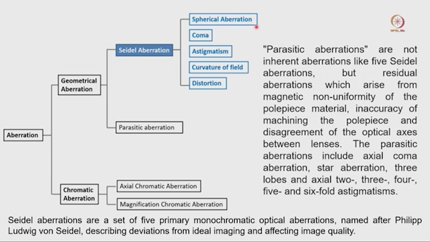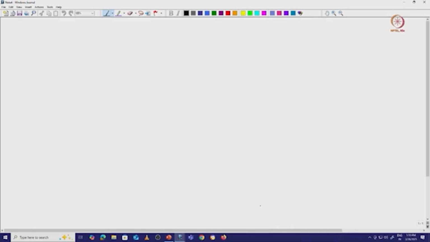Majorly we are going to discuss the chromatic aberration, and then we are going to discuss the spherical aberration, coma, astigmatism, curvature of the field, and distortion also. So let us discuss the chromatic aberration at the beginning, and then we will talk about spherical aberration. So what is chromatic aberration? In glass lenses this is a very common problem.